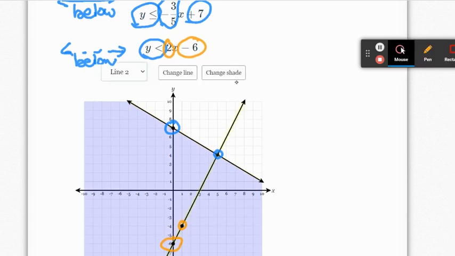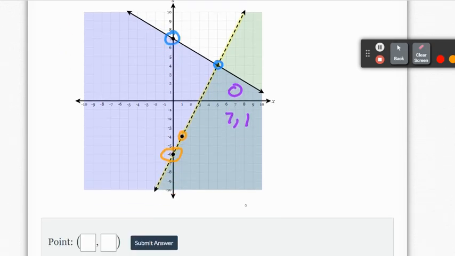And then I need to change that line to be dashed. And then I need to change the shading to be below. And then now I have my region of overlap. I just identify any point in this double shaded region. And (7, 1) looks good to me. (7, 1). Throw that down in there. And I'm done.